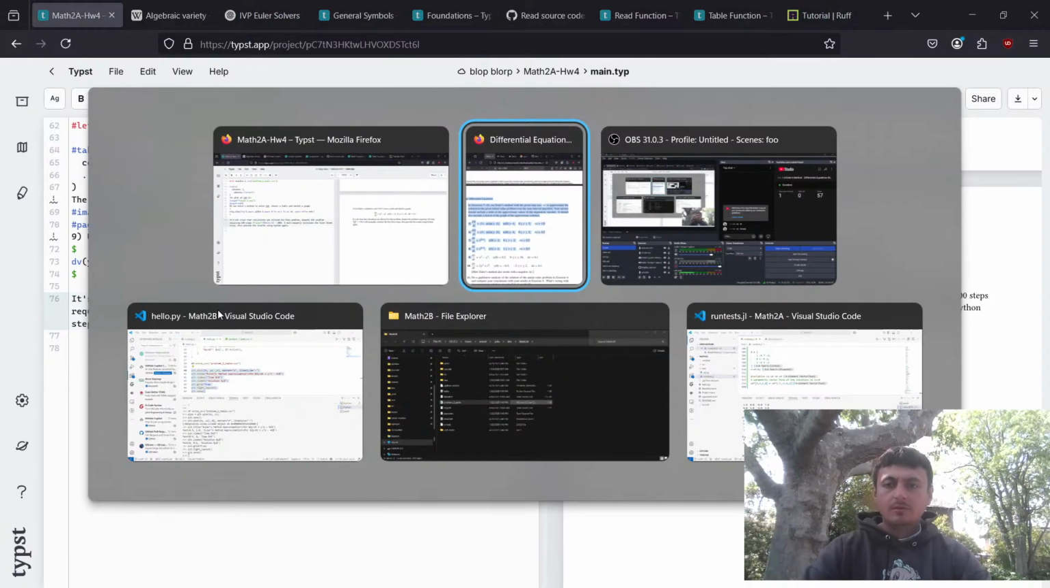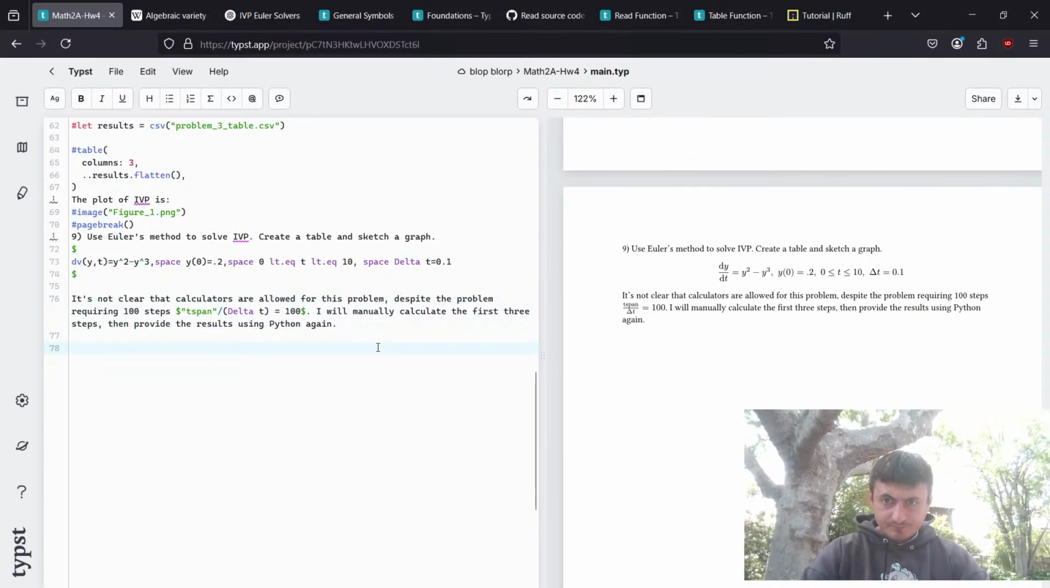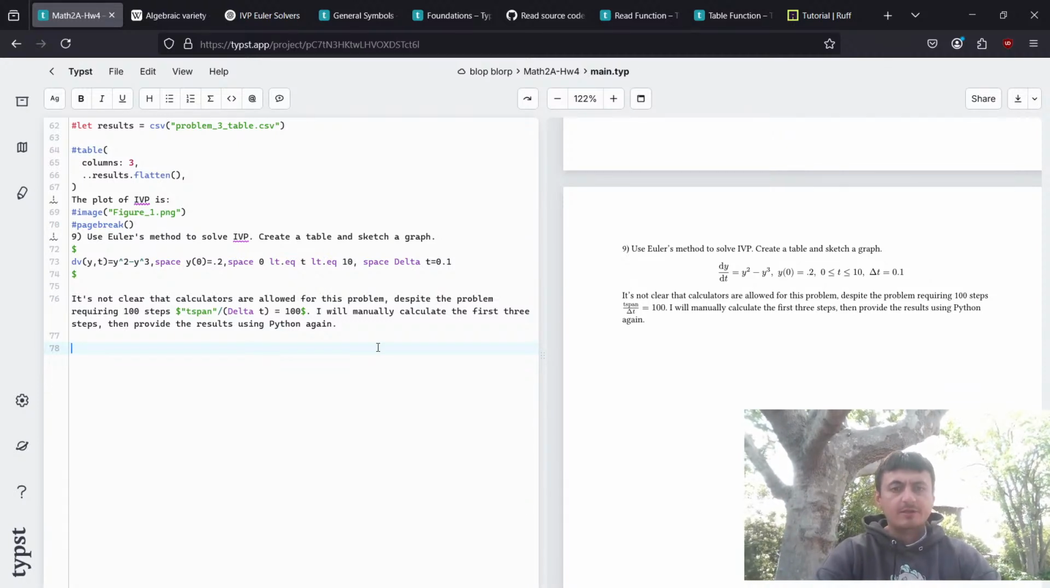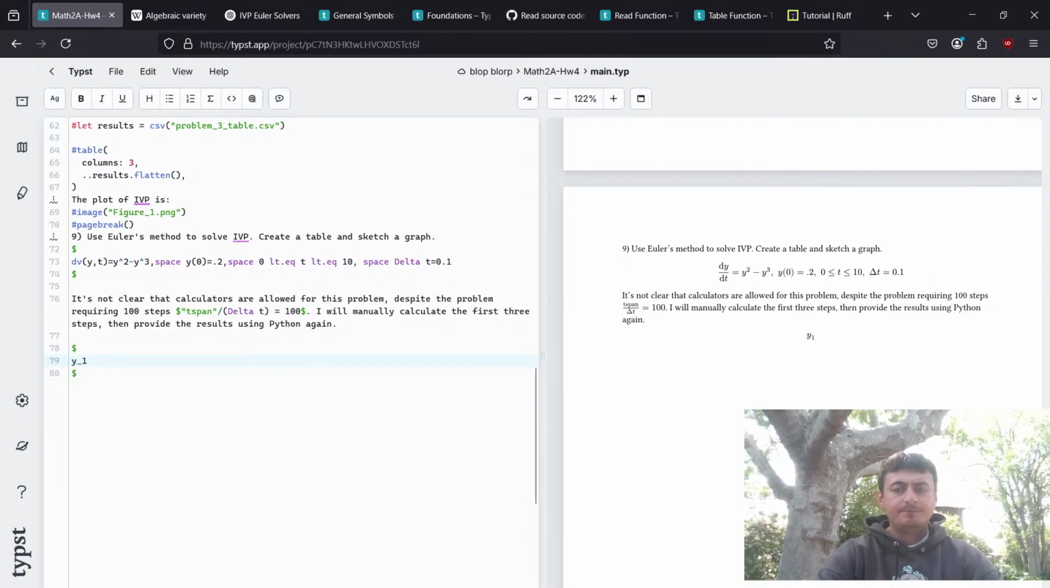Where were we? We now need to... okay, so the first step is y1 is going to be equal to y0 plus delta t f of t0, y0. This is the formula. So this is going to be equal to, so let's do this thing.